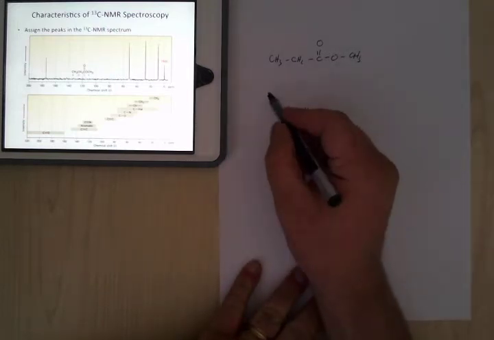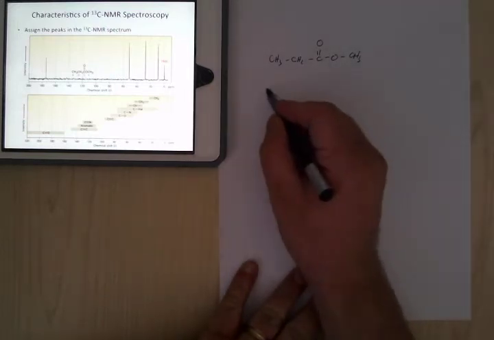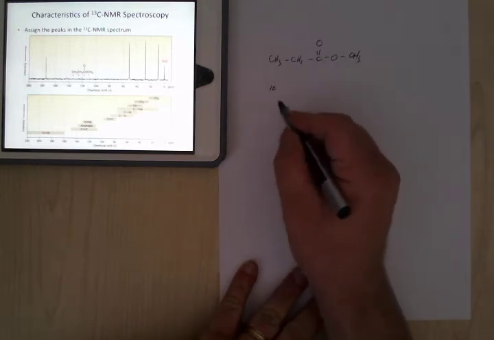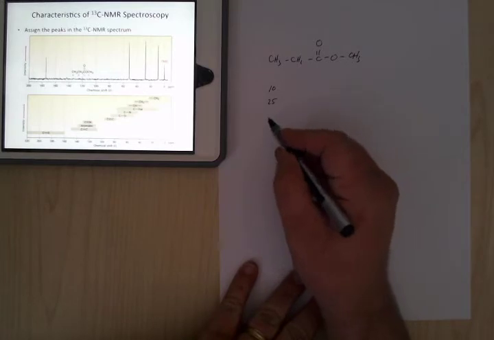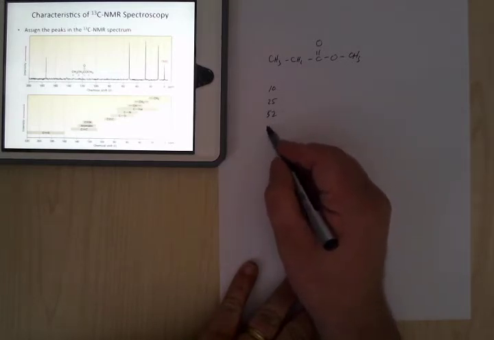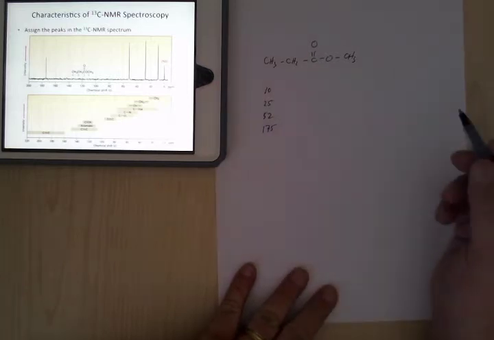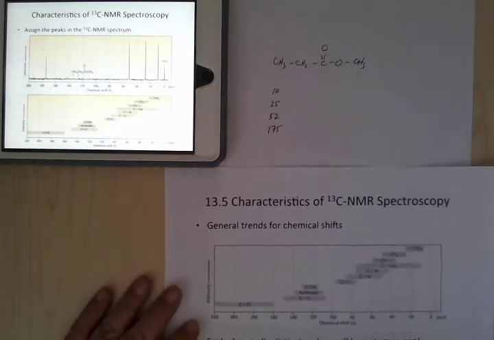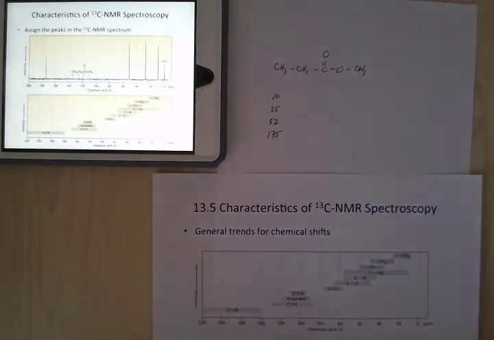Right, so we have a peak at about 10, a peak about 25, a peak at say 52, and a peak at say 175. Okay, so if you look at the chemical shift table for these, hopefully you can see this.